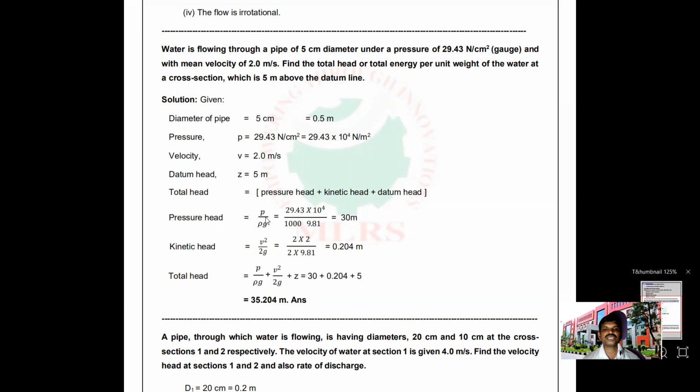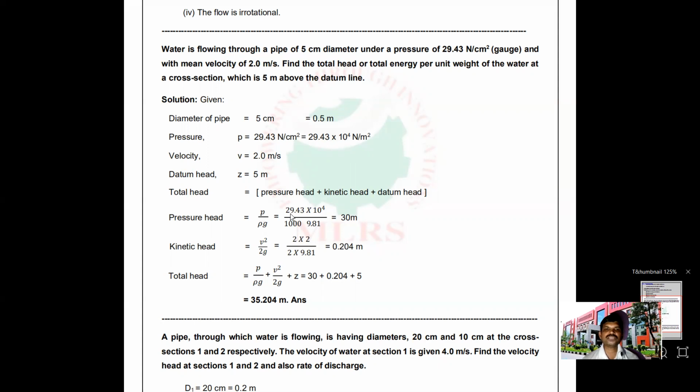What is the pressure P value? It is given in the question, 29.43 Newton per centimeter square. They're given in centimeter square, so we are dealing in terms of meter square only. So convert this centimeter square into meter square. Pressure is equal to 29.43 Newton per centimeter square, which is equal to 29.43 into 10 power 4 Newton per meter square. Centimeter square to meter square means multiply by 10 power 4.